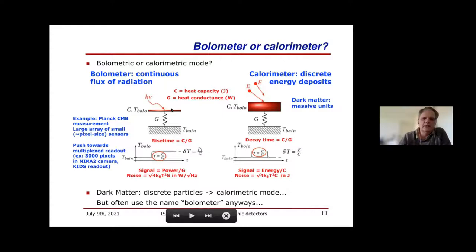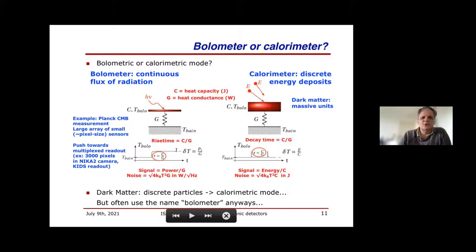If you have a continuous flux of radiation, for instance, if you are in Planck and you want to measure the CMB radiation, then you just have your sensor, coupled to the heat bath through a heat conduction G. And what will happen is that if you expose the absorber, through some horn, to the flux coming from one region of space, you will see the infrared photons coming onto your absorber and heating it up. When you point your detector at your source, you will see that this flux just raises the temperature of your absorber.